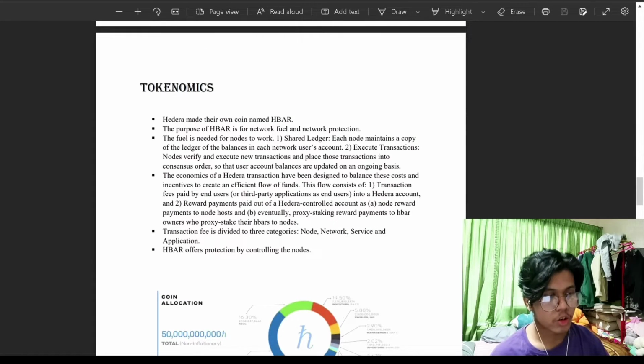Okay guys, remember tokenomics is very important in crypto. You need to know how the token works, how the demand and supply work, how the economy in the token, in the cryptocurrency works.